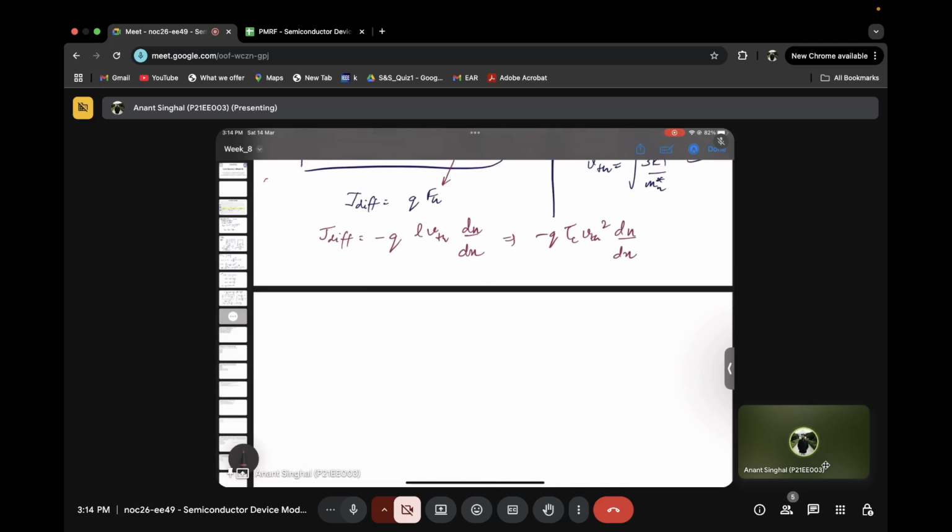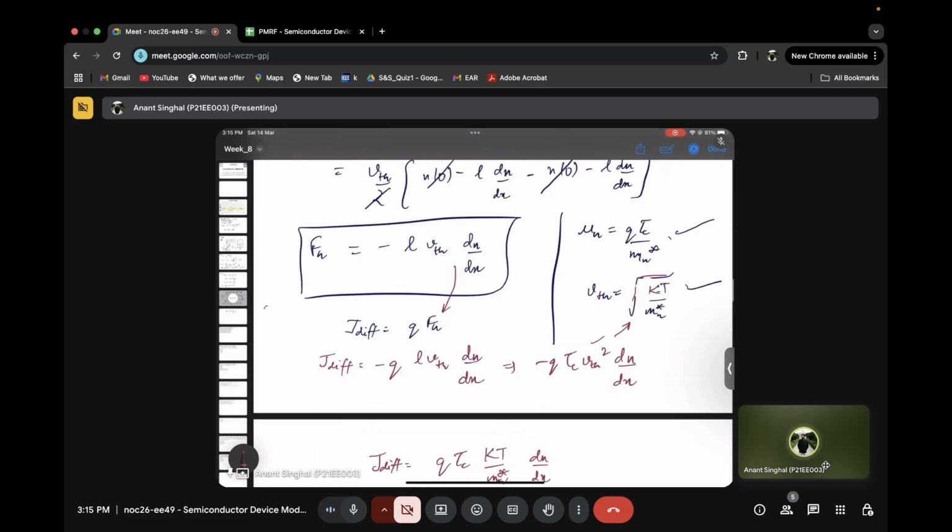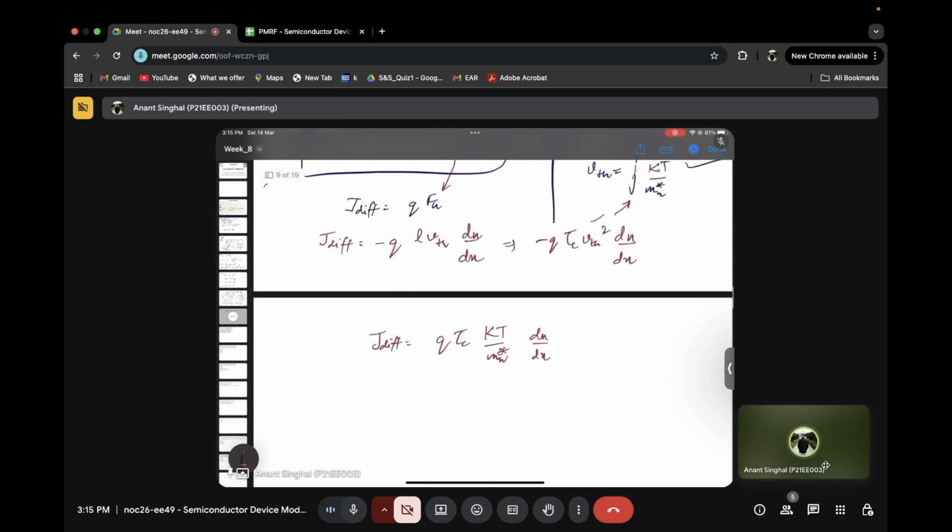And now Vth square is nothing but this term, right? So it was not 3 kT, it was kT by m. So Vth square will be kT by m. So now I can write the J diffusion to be q tau c kT by mn star times dn over dx. Now we have just seen that the mobility is nothing but q tau c by mn star, which is this term, right?